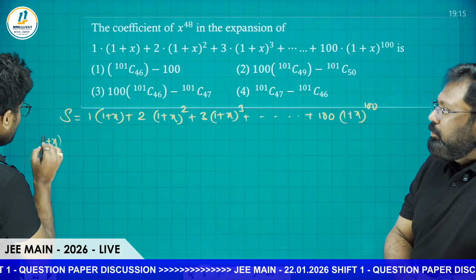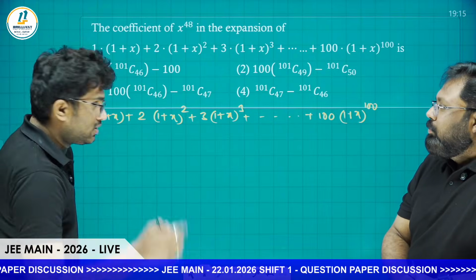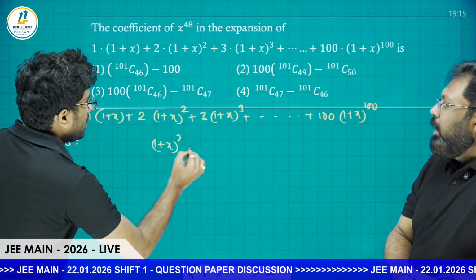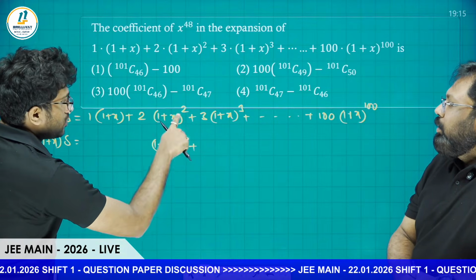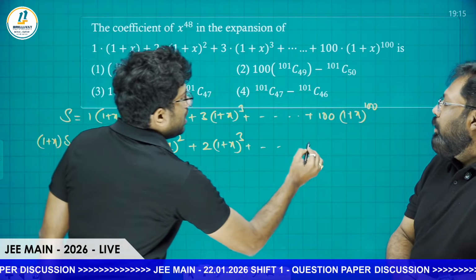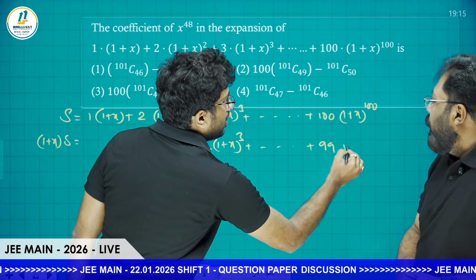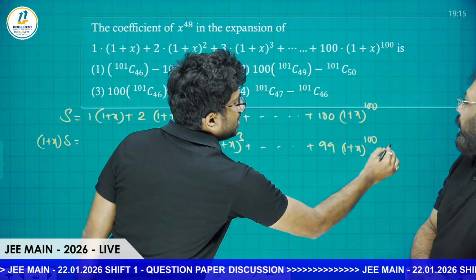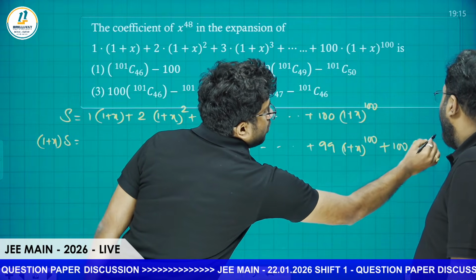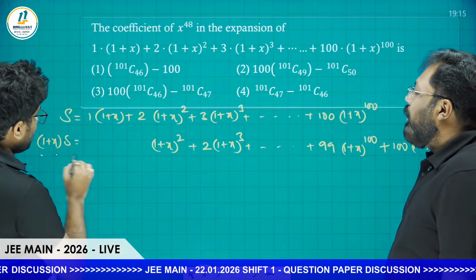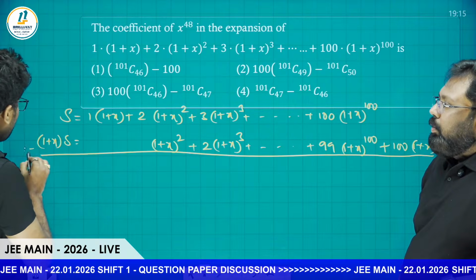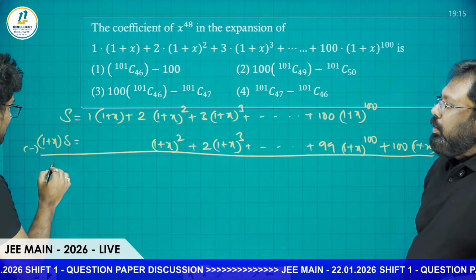So 1 plus x into S is equal to, we skip one term. So 1 plus x into 1 plus x will be 1 plus x whole square, plus 2 into 1 plus x whole square into 1 plus x will be 2 into 1 plus x whole cube, and so on. Here we will get 99 into 1 plus x whole to the power 100 plus 100 into 1 plus x whole to the power 101. Now if we subtract these two equations, we will be getting S minus 1 plus x into S.